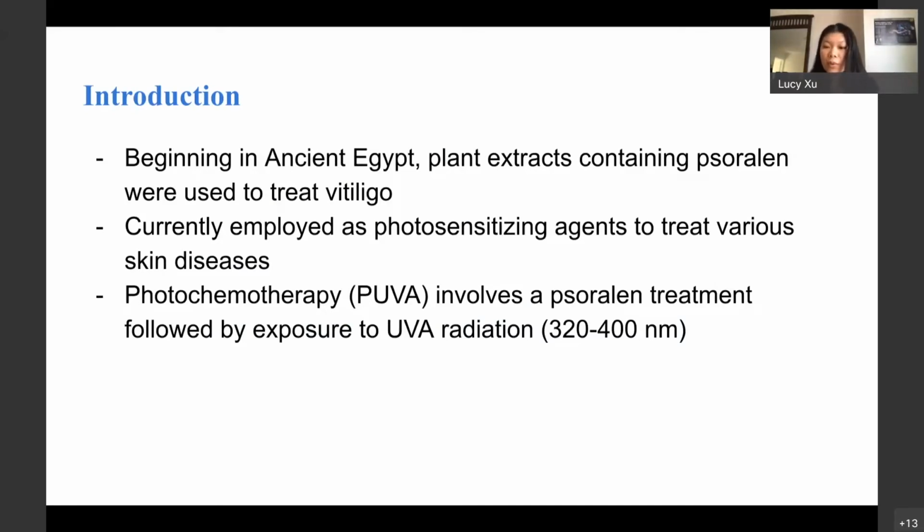It could be either topical, so they're applying a cream to their skin, or an oral pill, so they're ingesting it, and it is introduced into the bloodstream, followed by exposure to UVA radiation, so rays between 320 and 400 nanometers.